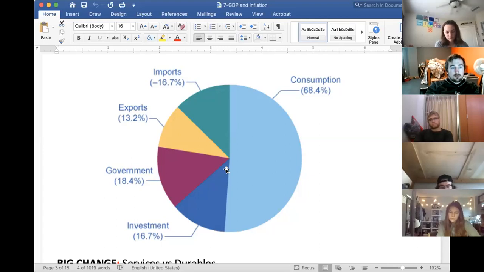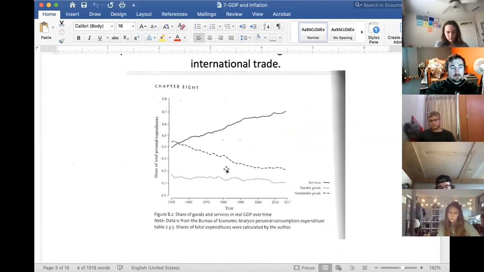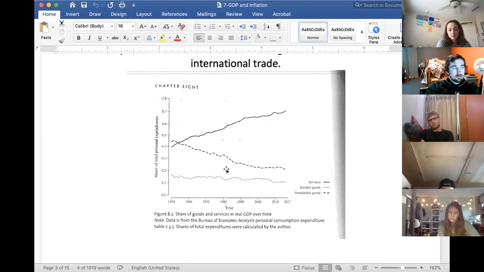One of the biggest changes, though, that we have seen in GDP is this change between the importance of services and the importance of manufactured goods or durable goods. So here we have a graph, hopefully you can see this okay, where the top line, the line that's going up, is the percent of consumption that goes to services. And you can see how dramatically this has risen since 1950. It's essentially doubled from 40% of consumption to almost 80% of consumption now is services.